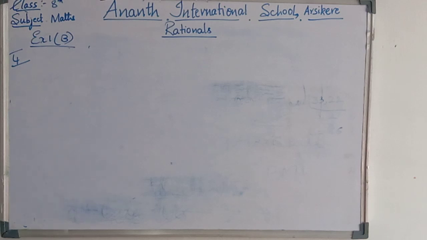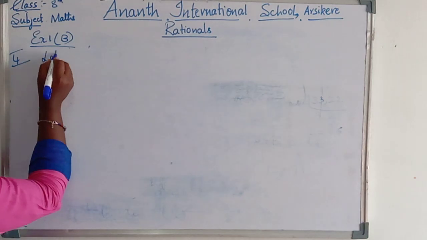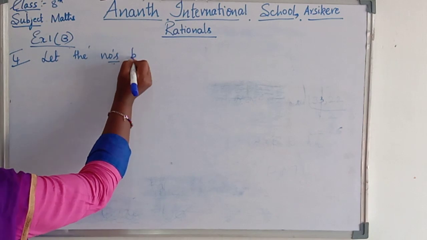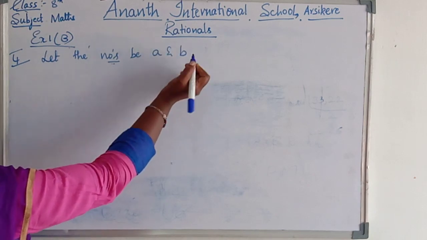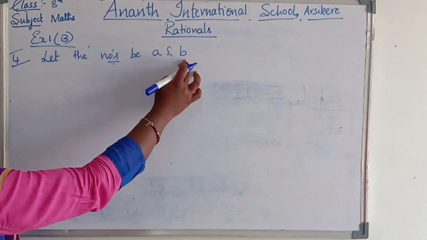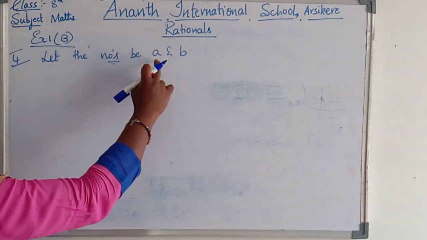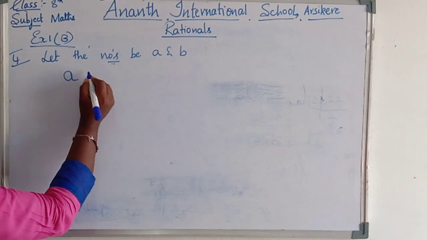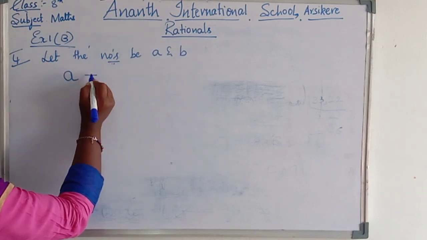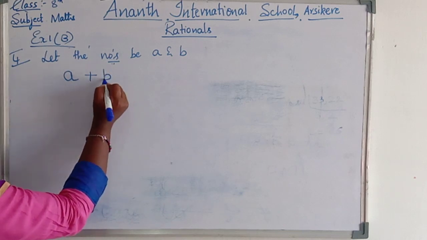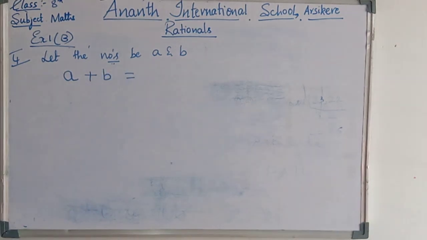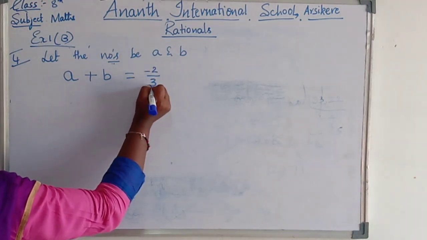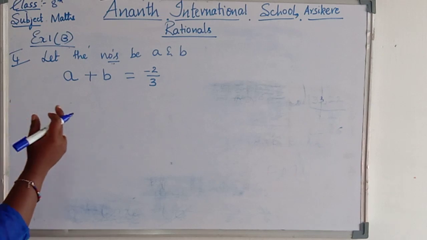Sum of two rationals means, let the numbers be A and B. So this is one rational, this is another rational. Let us take the numbers A and B. Sum of two rationals means these are the two rationals. Sum means we should write addition. Sum of two rationals is equal to what they have given, minus 2 by 3.